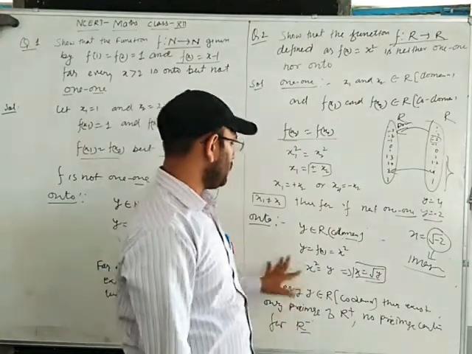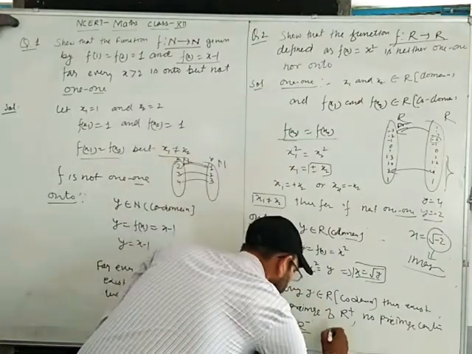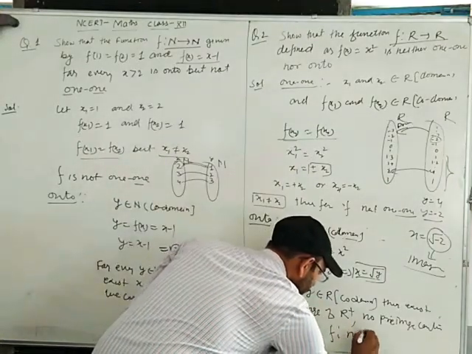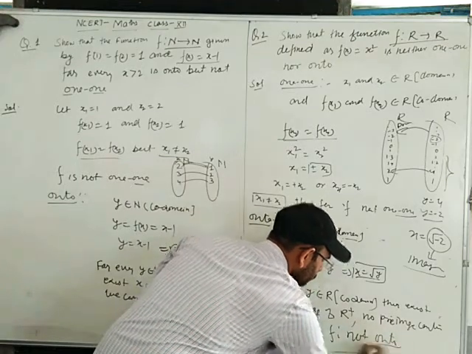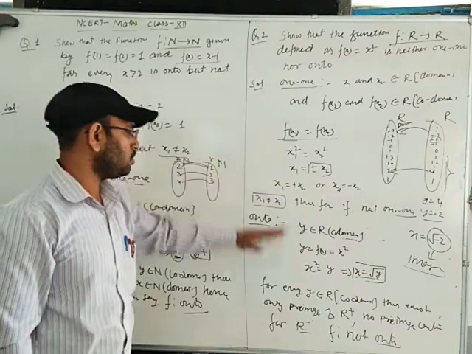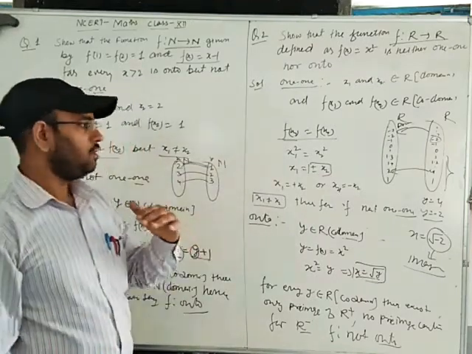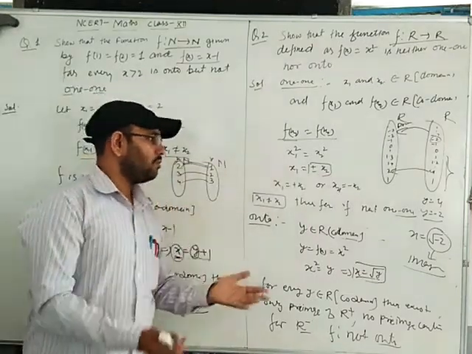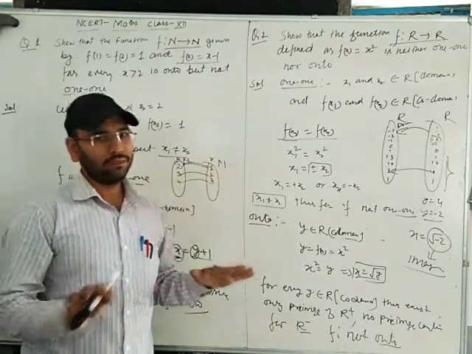Clear? So we can say that finally what? f is not onto. Clear? So we have proved that f is not one-one, and also f is not onto. Clear? In the next video I will give you some more examples.